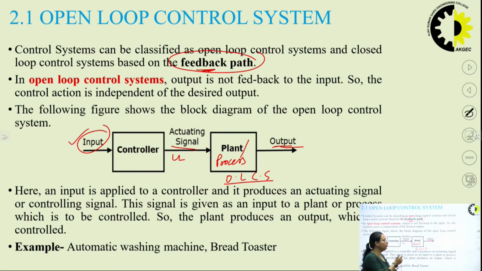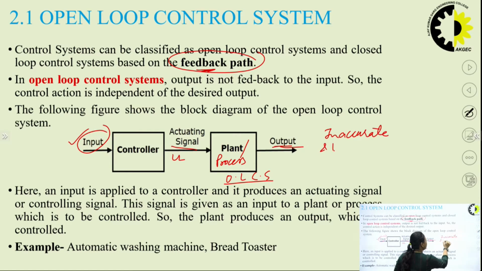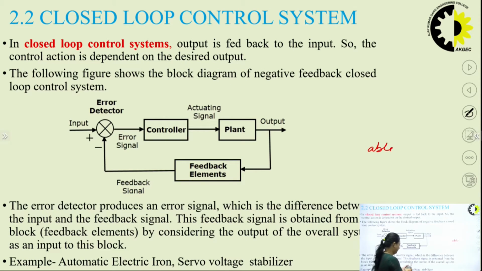So this open loop control system has many advantages and disadvantages, right? Advantages are that it is very simple in construction and very simple from a maintenance point of view. It is economical, it is not costlier. But the disadvantages are that it is inaccurate and unreliable. It cannot sense the internal disturbances which are going on in the system, right?